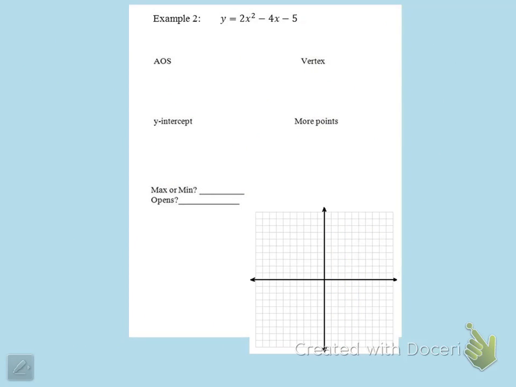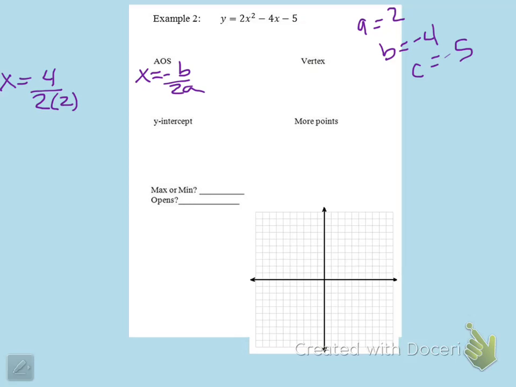So let's try another one. Okay, a equals 2, b equals negative 4, and c equals negative 5. My AOS, so my axis of symmetry, is x equals negative b over 2a. So x equals positive 4 over 2 times 2. So 4 over 4, so 1. Okay, so I'm going to do x equals 1. I'm going to do my axis of symmetry.